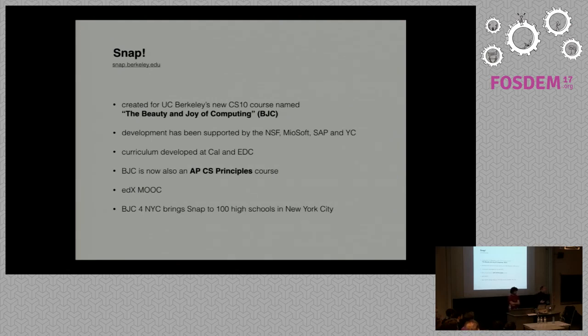Snap has been created for a new course at UC Berkeley that's been in place now for 6 years. They replaced the old CS10 course, which is the introductory computer science course for non-CS majors, with a new course called The Beauty and Joy of Computing. And just changing the name and switching over to a language that is more accessible has attracted more underrepresented minorities to the course. So for the first time in UC Berkeley history, the course has a higher number of females than males. That's partly because formerly it was named Introduction to Symbolic Programming. And so names matter, and accessibility is something that is not just for disability issues, but also for regular people.